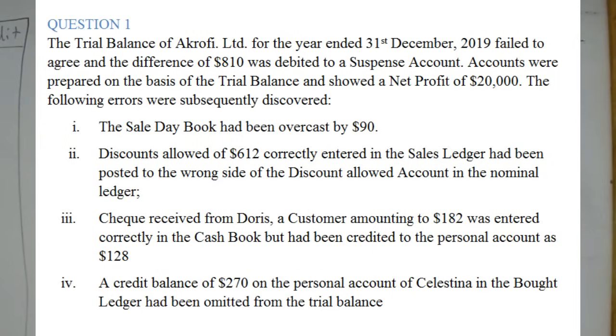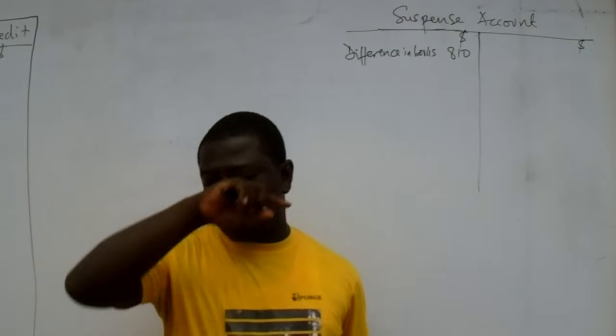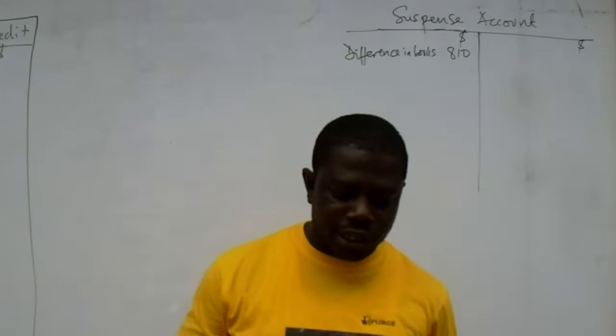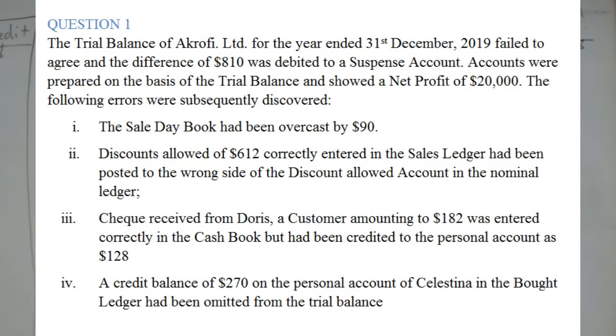The trial balance, he said that accounts were prepared on the basis of the trial balance and showed a net profit of $20,000. And so that is the net profit, and we are going to use that when we are preparing the statement of adjusted net profit. So let's continue. The following errors were subsequently discovered.